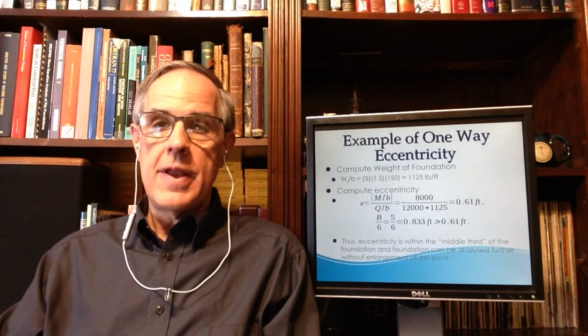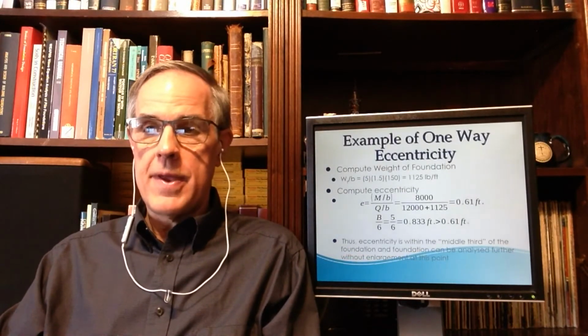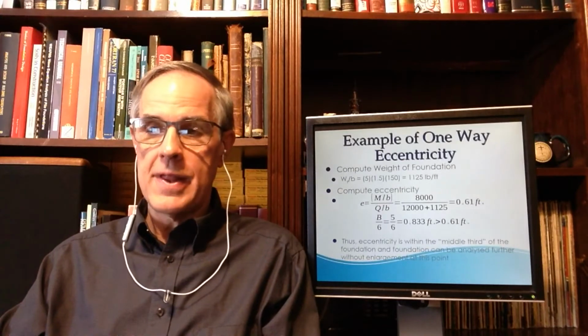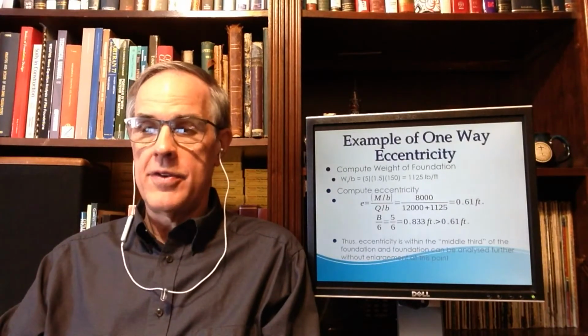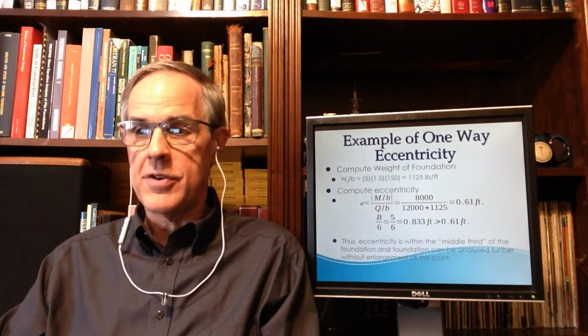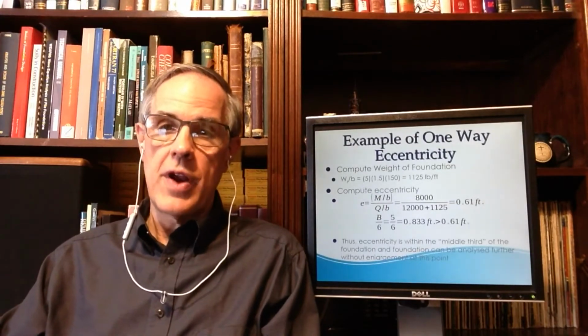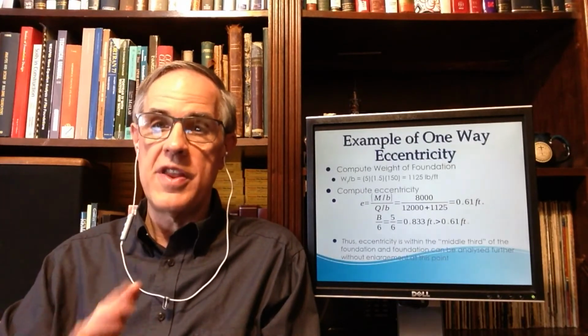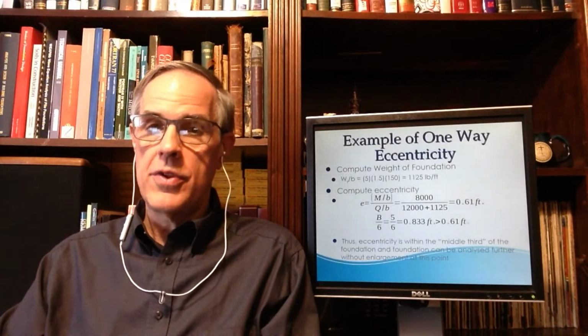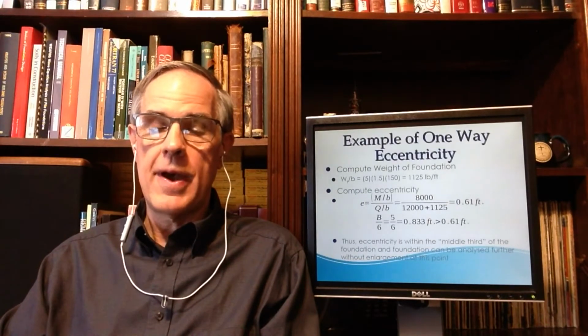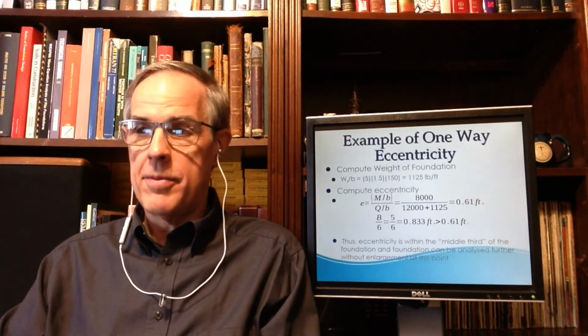Now, to be in the middle third, that eccentricity has to be less than B over 6. Since B is 5, 5 over 6 is 0.833 feet. It's greater than 0.61, therefore it's within the middle third. So therefore, we don't have to worry about liftoff or being outside the middle third.